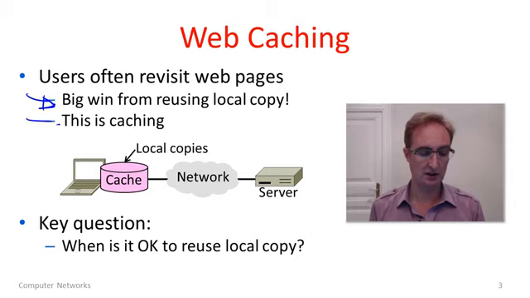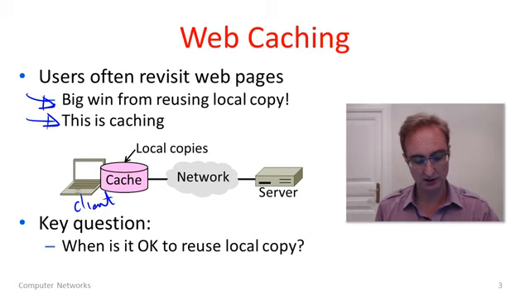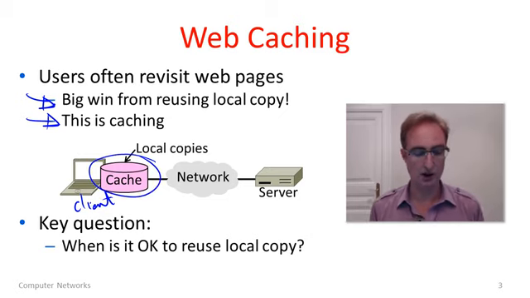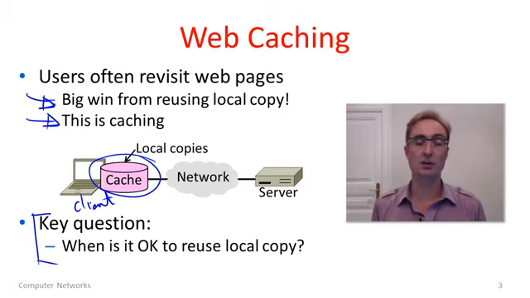This is called caching. And so you can see in the picture here, I have the client over on the left in this case, the server on the right, and what's new here is this big cache. We're going to try and draw web resources from this cache rather than from the server across the network. Now the key question when you have a URL that the browser's been instructed to fetch by the user, the key question that we need to consider with caching is, when is it okay to reuse a local copy that you happen to have in the cache?